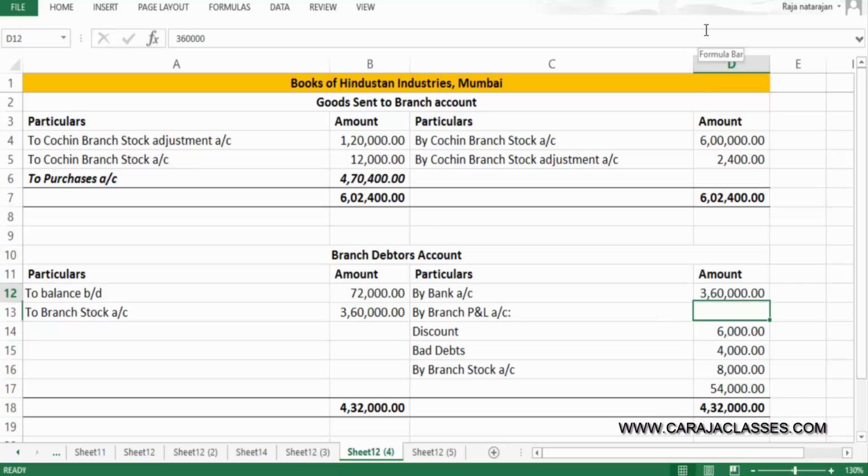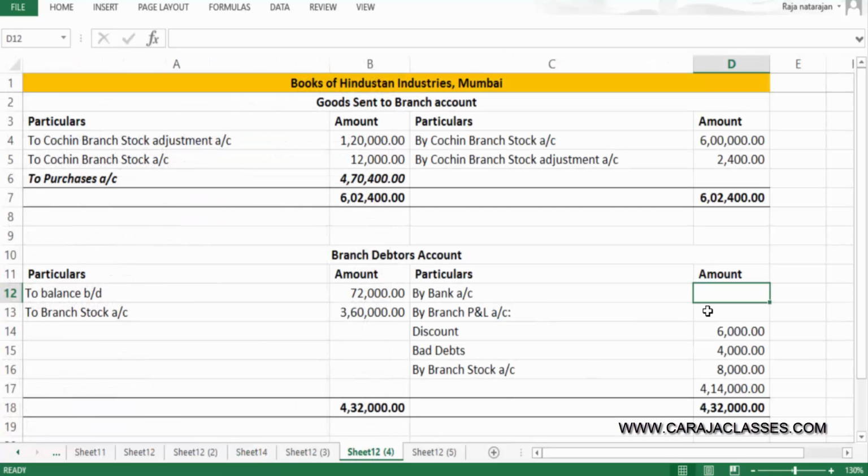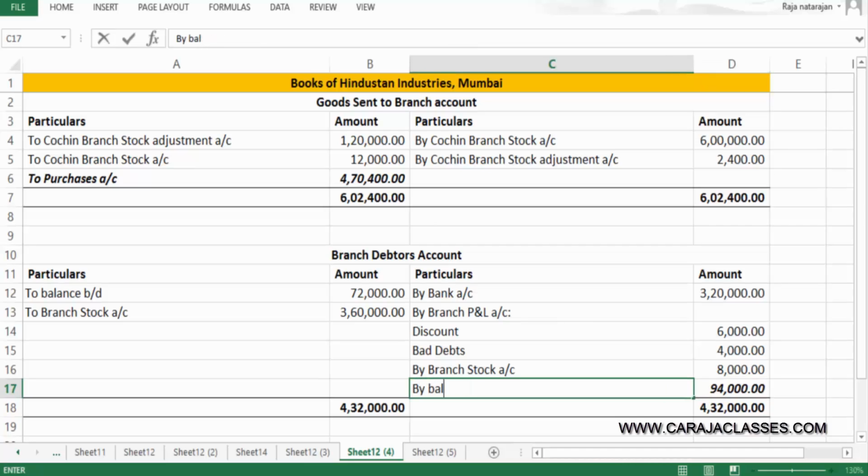Yeah, the difference is with regard to this amount. Let's cross check. The question says the cash received from debtors are 320,000. So this should be the amount, 320,000. Okay, so 326,408. So now this is the balancing figure, 94,000. So we can say by balance carry down 94,000. So branch debtors account is also closed.